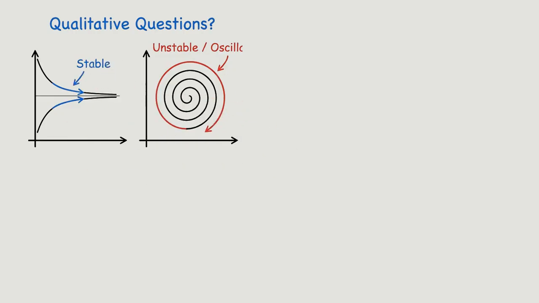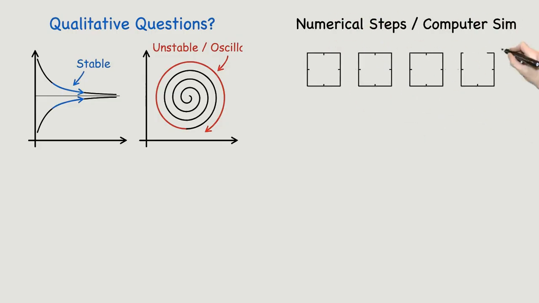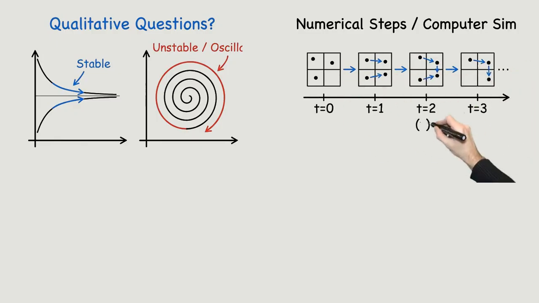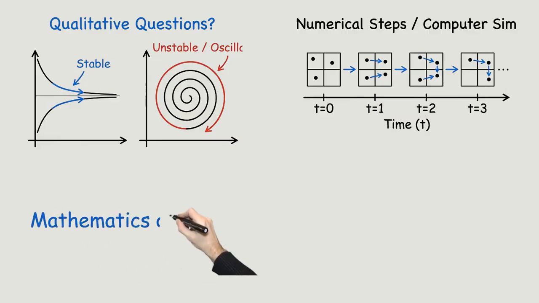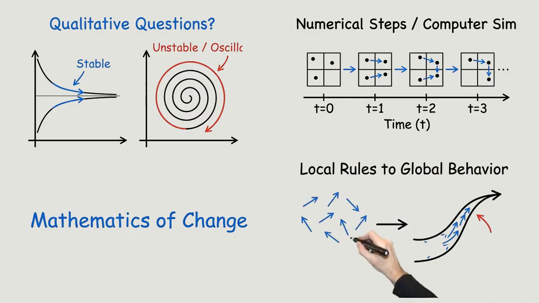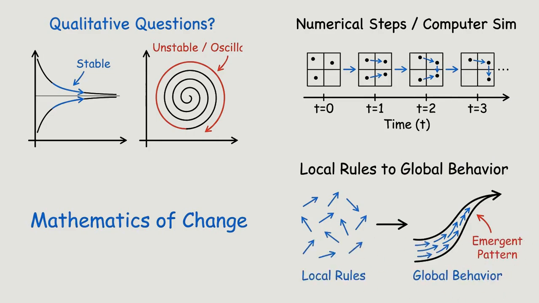In practice, computers solve most differential equations numerically, advancing the system forward in small steps. That is how simulations work, from weather forecasts to engineering design. The core idea to remember is this. Differential equations are the mathematics of change. They describe how small, local rules of change combine to produce large, global behavior over time and space.